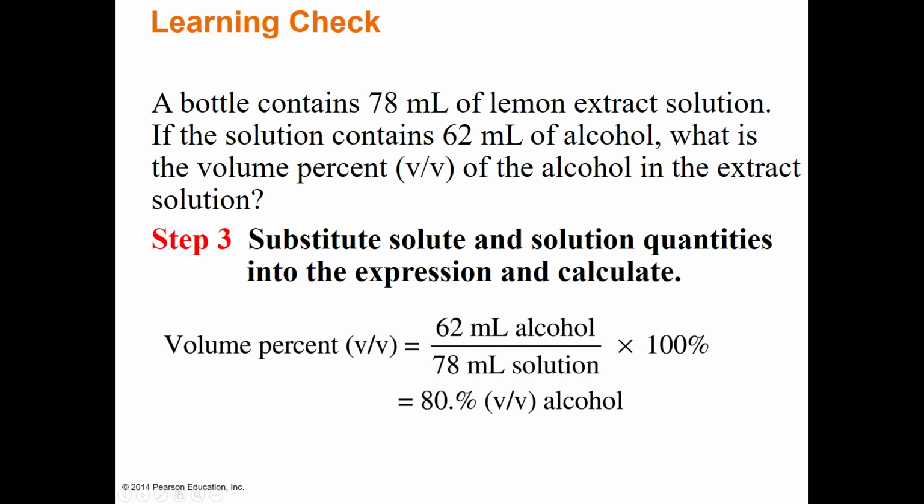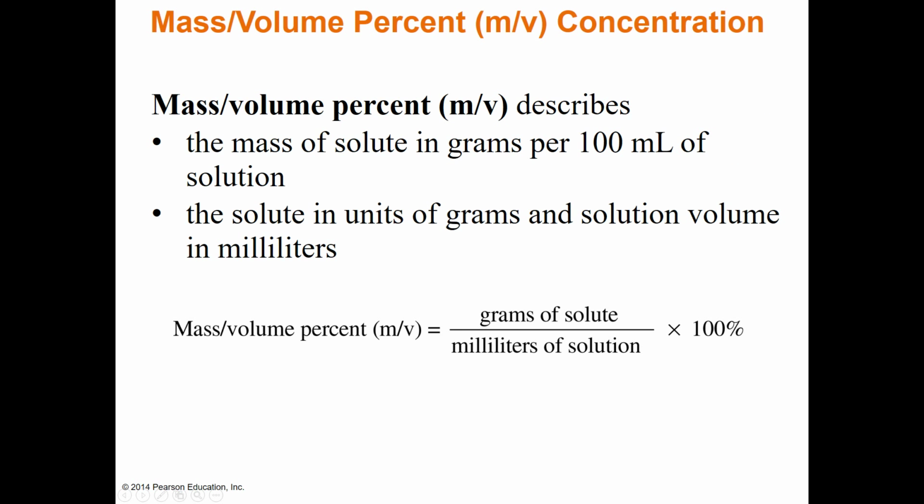Mass over volume percent, M over V, describes the mass of solute in grams per 100 ml of solution. The solute is going to go in grams, and the solution volume is going to be in milliliters. So you need the mass of the solute, but the denominator is going to be the volume of the solution.